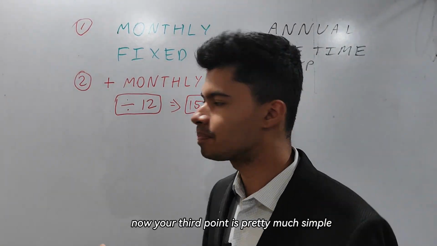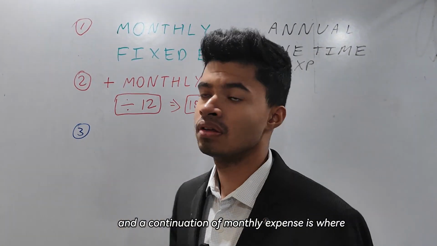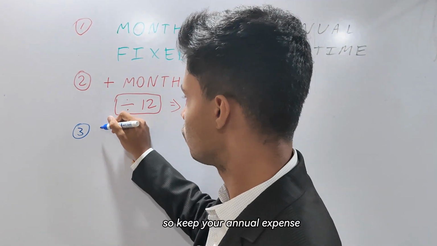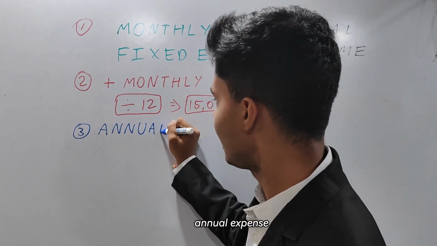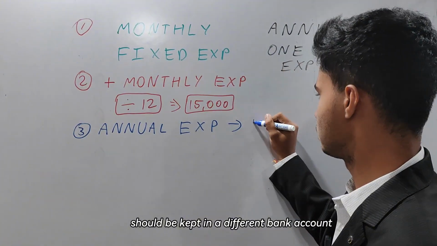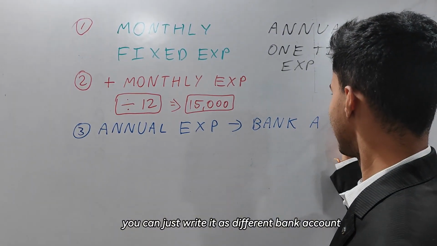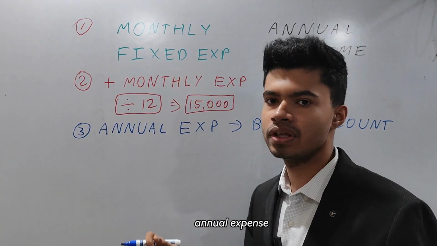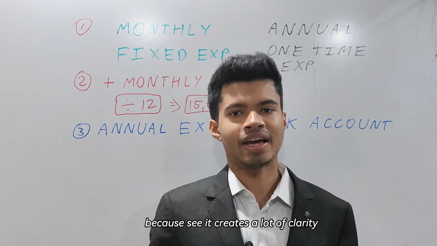Now, your third point is pretty much simple and a continuation of monthly expense, where every year annually you will have an expense. So keep your annual expense in a different bank account. I've not written different, you can just write it as different bank account. Now, why should annual expense be kept in a different bank account? Because it creates a lot of clarity.